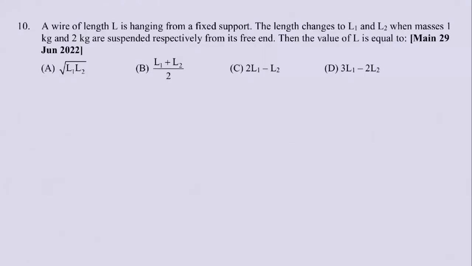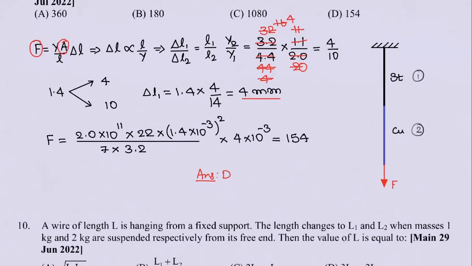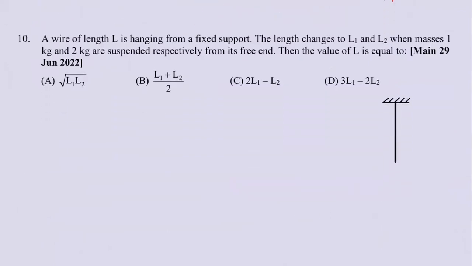Question number 10. What is the trick in this? Not much. Most of you can pick it up. Anyway, I'll explain that. A wire of length L is hanging from a fixed support. The length changes to L1 and L2 when masses 1 kg and 2 kg are suspended. Length changes to L1. What is the meaning of it? Observe, when you take the case of an object or maybe a string, let us take the previous example, only one wire I'm taking, okay, is connected.